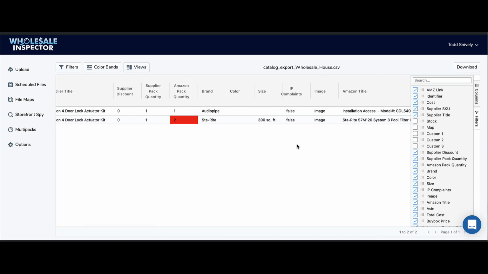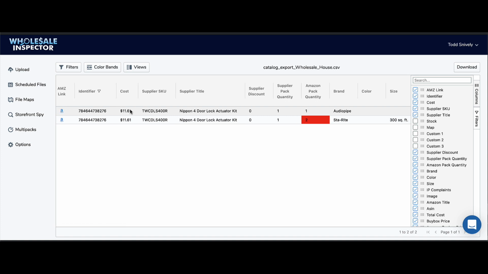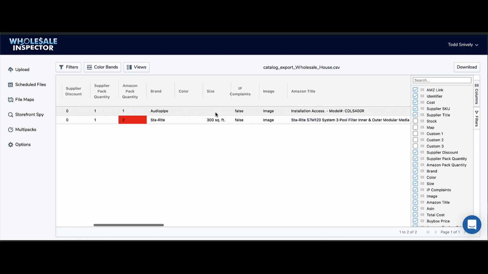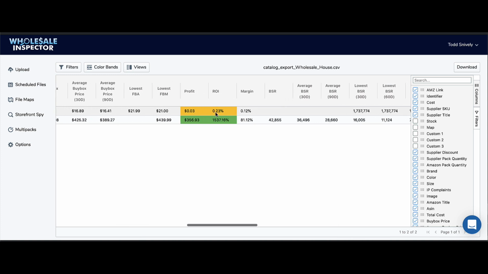Now, how does this happen? This tends to be what we call an ASIN mismatch, right? This occurs at Amazon. So the real question is, is this still profitable? Since we have it up here, we know the cost for the 4 is $11.61. Let's keep scrolling over here. And it's not popular either.